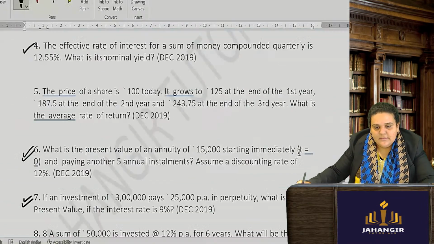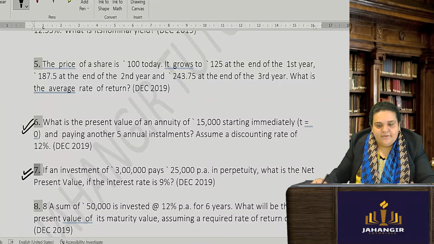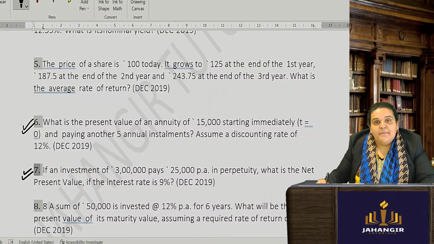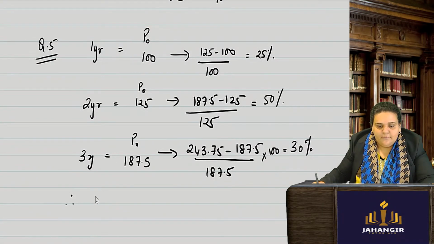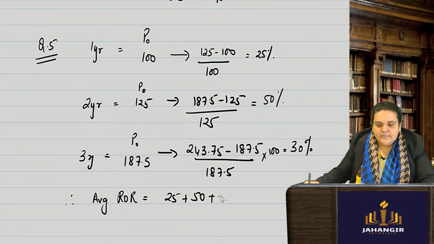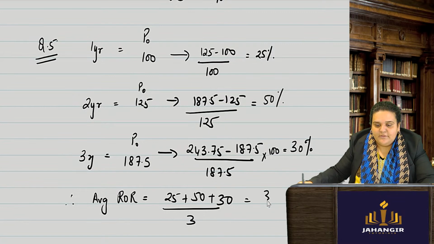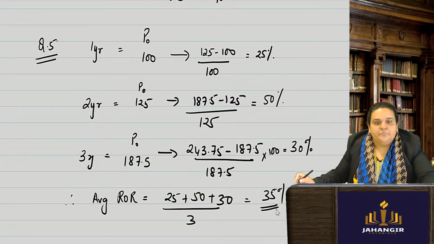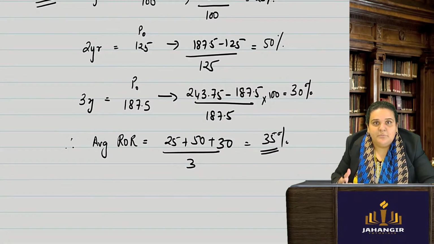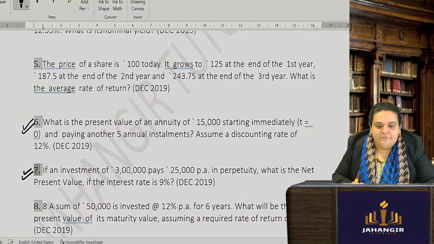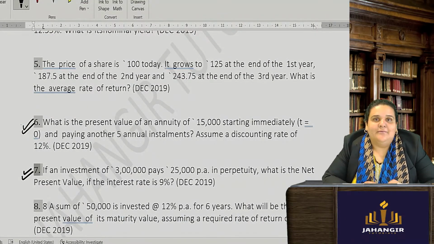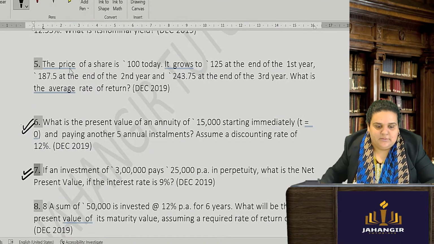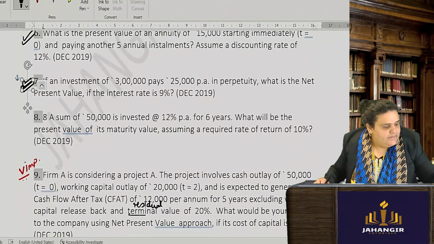Every year I have found the growth rate of return. They are asking me the average rate of return. Therefore, the average rate of return will be 25 plus 50 plus 30 divided by 3. That will be 35% as the answer. It seemed to be so difficult, no? The question says it grows to 125, grows to 187.5. But you just have to be confident, read your questions well, and you will be able to solve these sums. So done with question number 5. Now coming to question number 8.